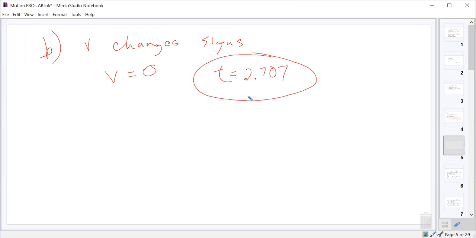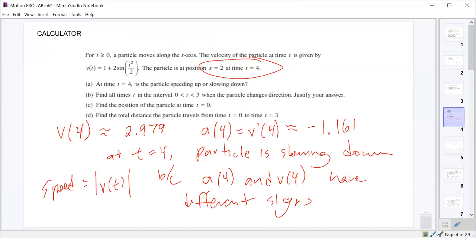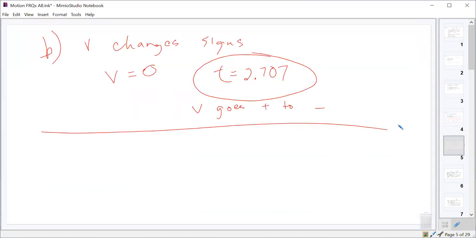Does it go from positive to negative or negative to positive? Positive to negative? Wonderful. That'd be part of your explanation. You don't have to indicate positive to negative. You just need to indicate that it changes signs. But everybody go with part B? Right. Part C, find the position of the particle at t equals 0.